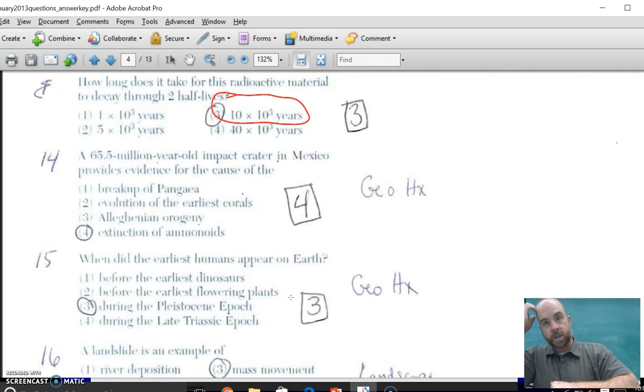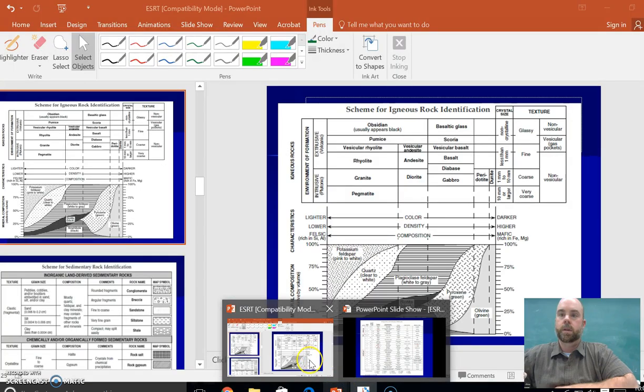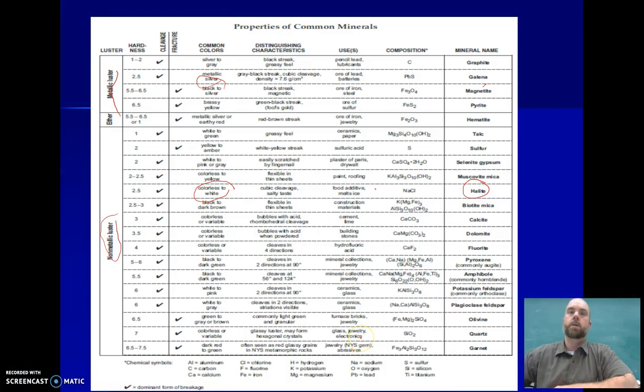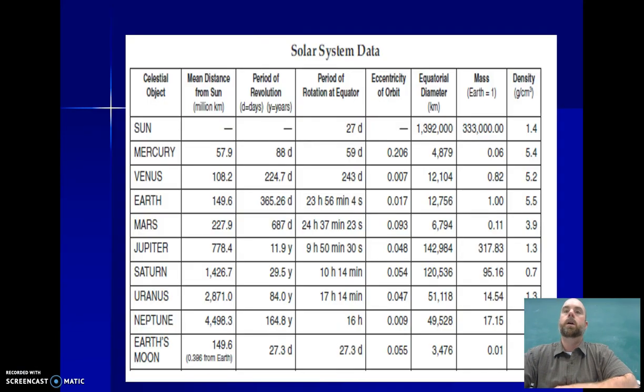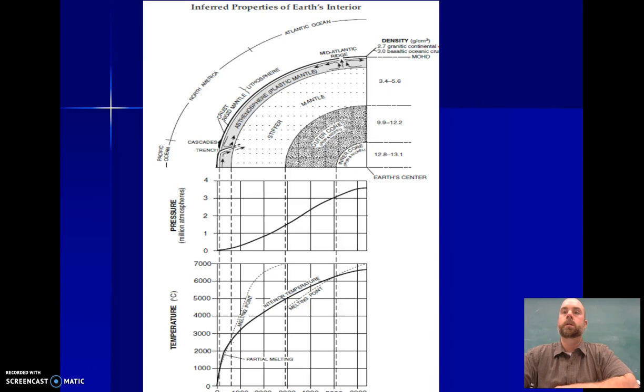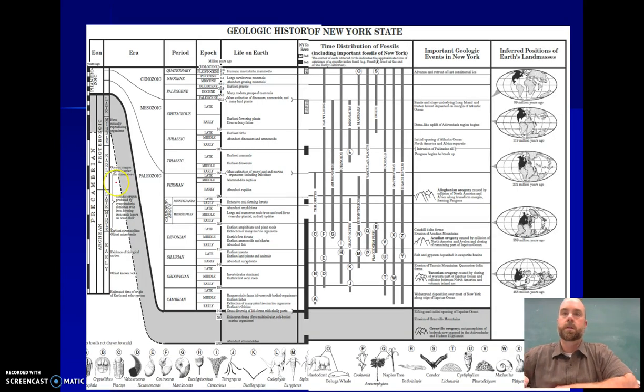A 65.5 million year old impact crater in Mexico provides evidence of the cause of extinction of the ammonoids. All right, so this is another one that's in the ESRT. If you go to the ESRT, you are going to see geologic history, 65 million years. So you go over here to 65 million years, and it says, look, ammonoids were extinct. Piece of cake. All right.